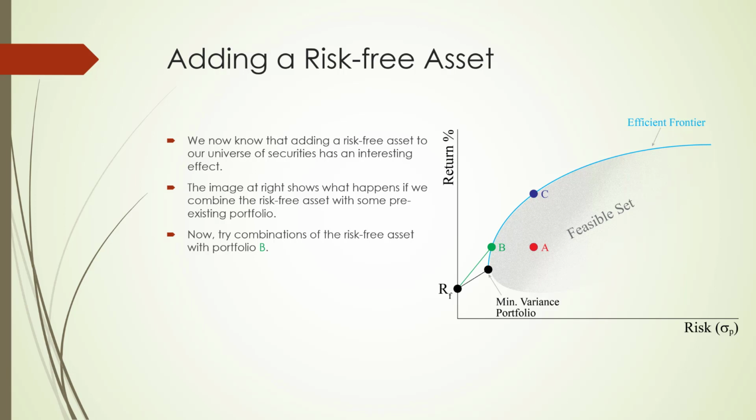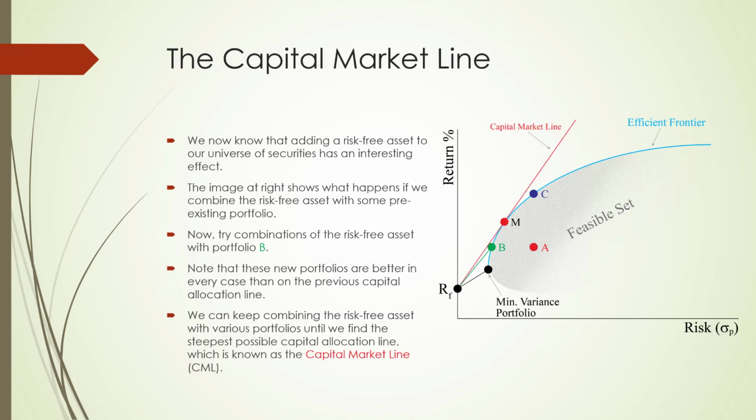that is steeper than all of the others, and furthermore, it will be tangent to the efficient frontier at some point. And we call this steepest possible capital allocation line the capital market line, or the CML. Notice that it is tangent to the efficient frontier. You cannot create a capital allocation line that is steeper than this, because that would be entirely outside the feasible set. So the capital market line gives us the best possible risk-return trade-off.